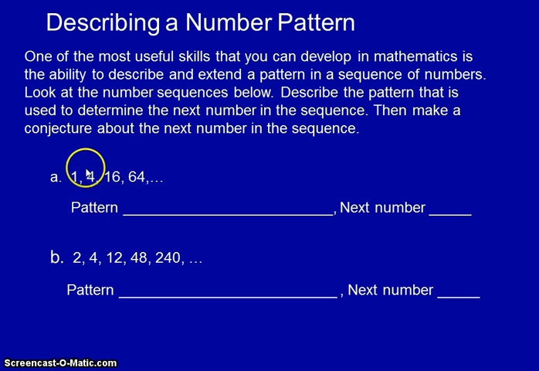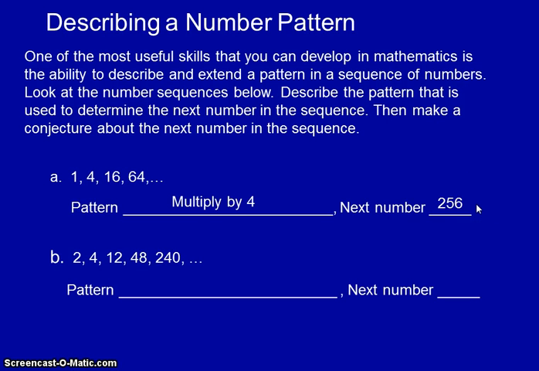Let's see if we can multiply. We multiply 1 times 4, that gives us 4. 4 times 4 is 16. 16 times 4 is 64. So our pattern, multiply by 4. So if we multiply 64 by 4, that would give us 256.